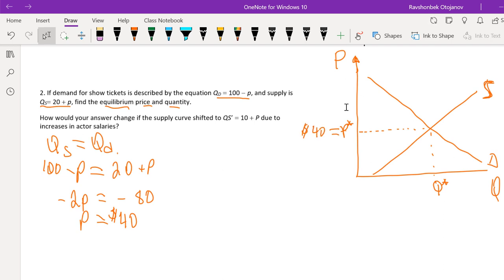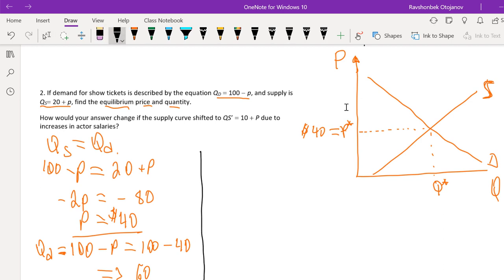The quantity in equilibrium is then, we will plug the price into one of these equations. Let's put this into demand, it doesn't matter which one you choose. So that's 100 minus 40, then you have 60, right? So let me save that space for the next part. That's done. So that's 40 here, sorry, 60 here. So that's the equilibrium quantity.